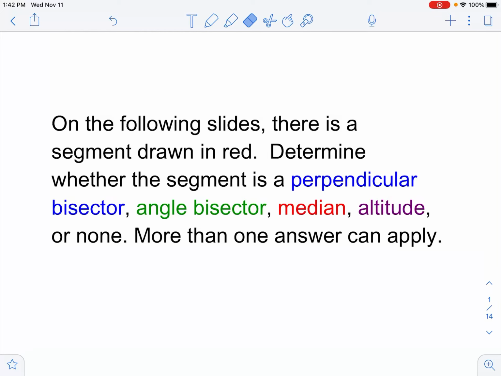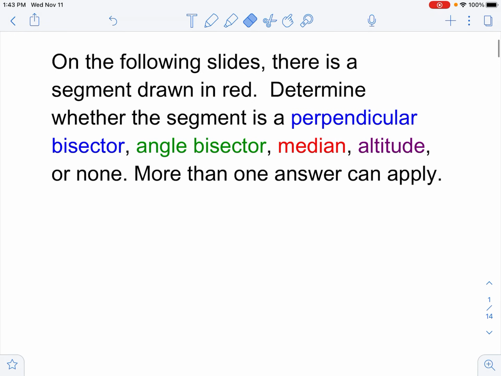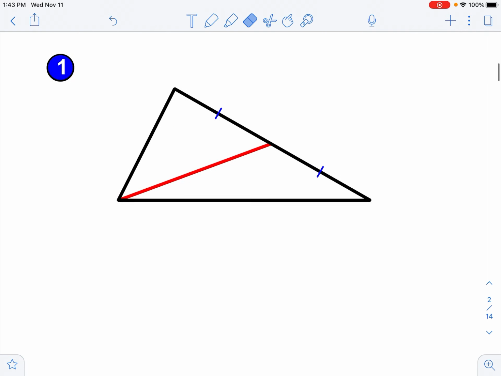Okay, so this is day 2 of special segments and triangles. We're going to do something a little bit different with them today, but we do have to be able to identify whether a segment is a perpendicular bisector, an angle bisector, a median, an altitude, or none. More than one answer can apply. So go ahead and pause the video and try these on your own, and then we'll check when you're done.